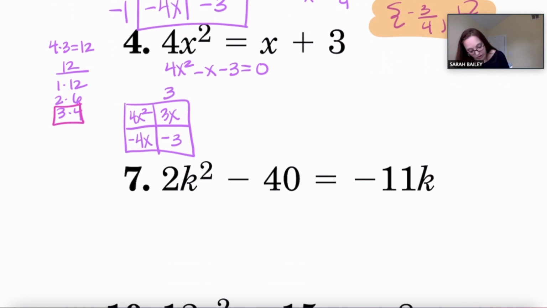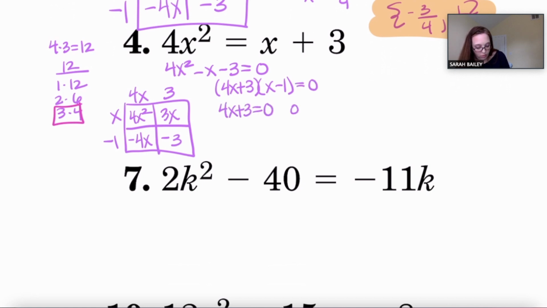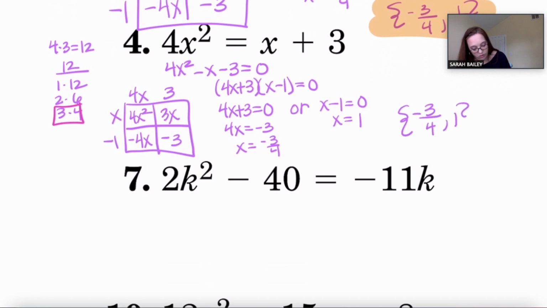So this way we can factor out a 3, 4x this way, x, and negative 1. So this becomes 4x plus 3 times x minus 1 equals 0. So 4x plus 3 is 0, or x minus 1 is 0. And then I'm just going to solve them both. So the x is negative 3/4 or 1. Let me do that better.